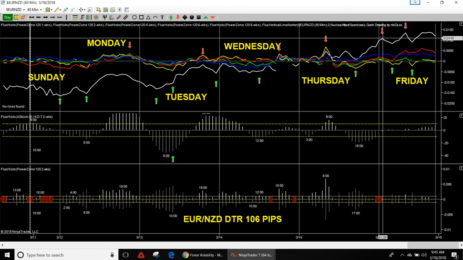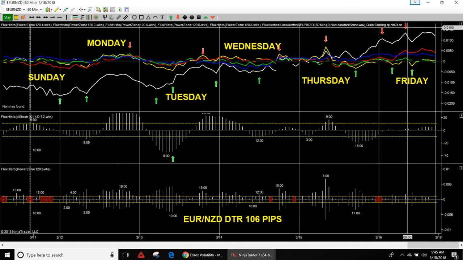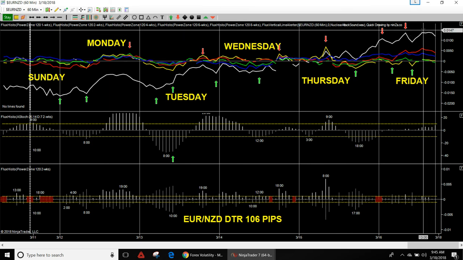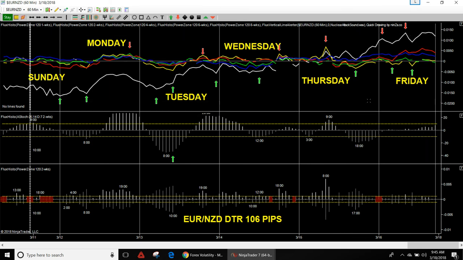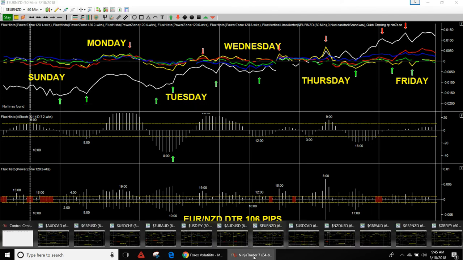All right, but you're going to get pullbacks here, 1 a.m. to 4 a.m. and then back up from 4 a.m. to 8 a.m., and then back down till 10. So just watch out for that. It's not going to be a smooth up move. All right. So that is the Euro New Zealand.